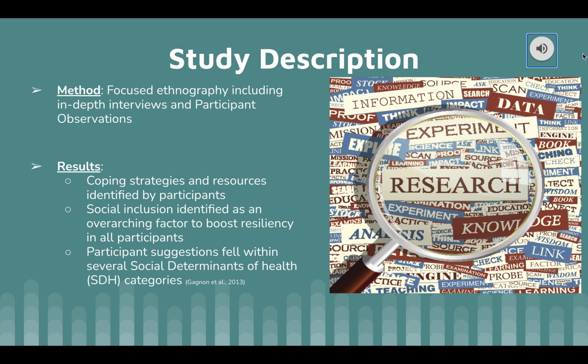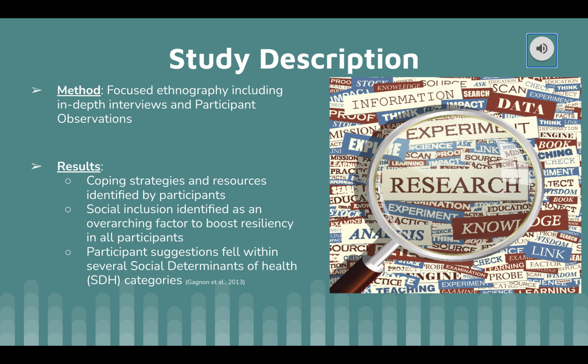The method used for this study was a focused ethnography including in-depth interviews and participant observations. The results of the study showed that migrant women had coping strategies to address maternal child and psychosocial concerns. Some of these strategies included advancing their own education, seeking formal health care, increasing self-awareness, and praying, or basically improving their spirituality. The coping strategies used by resilient mothers versus vulnerable mothers differed. However, social inclusion was identified as an overarching factor to boost resiliency by all participants.